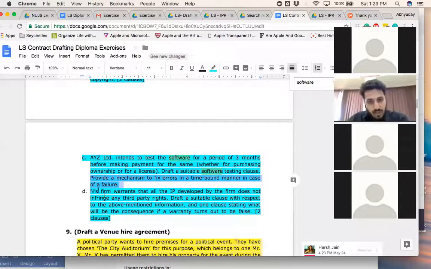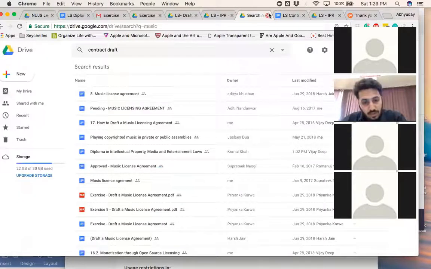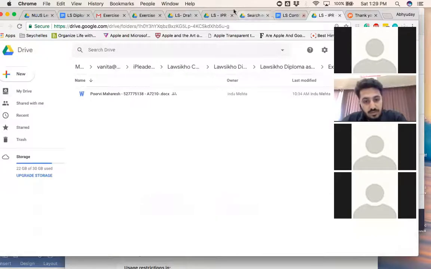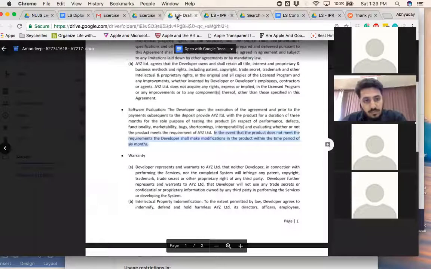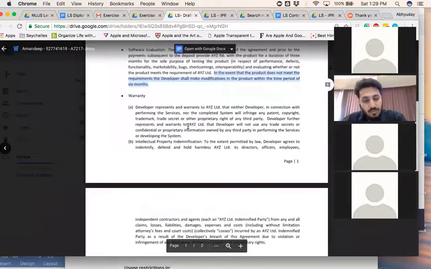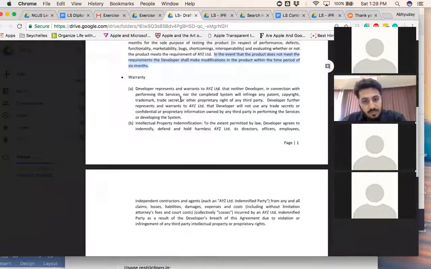Hence, firm warrants that all IP developed by the firm does not infringe third-party rights. So draft a clause with respect to this, and one clause stating what will be the consequence if we breach the warranty. So let's see this. That neither developer nor the completed system will infringe any patent, trademark.